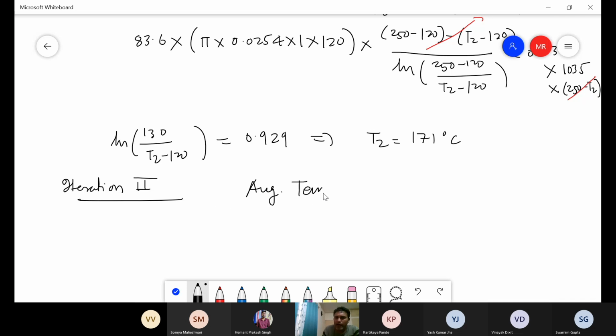Average temperature in this case is going to be what? 250 plus 171 divided by 2. So this comes out to be 210.5 degrees Celsius. Correct? Isn't it? Is it correct? 210.5.